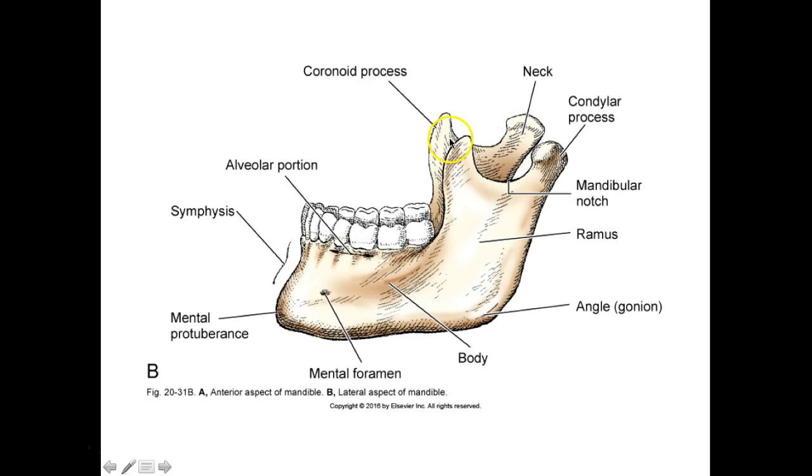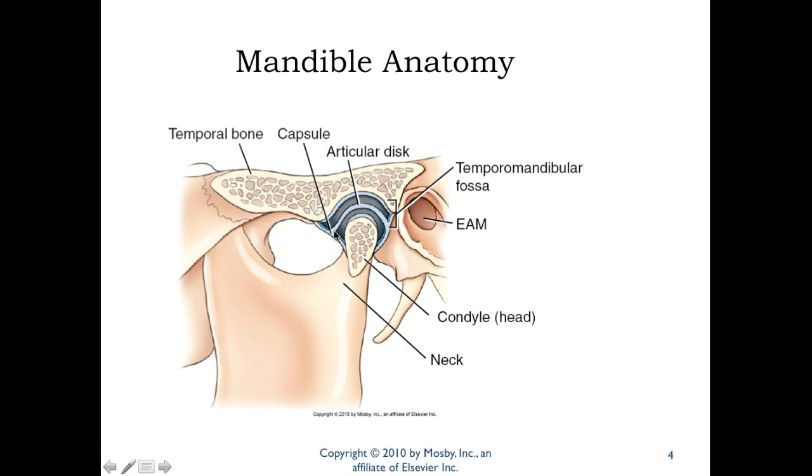Looking at a lateral, we have the coronoid process, the neck, the condylar process, the mandibular notch with the ramus, the angle, the gonion, the body, mental foramen, mental protuberance with the symphysis and the alveolar process. All right, so looking at the TMJs, you have your temporal bone, you have your capsule right here with your articular disc, and when we do the open and close, we're looking to see if this disc dislocates. You have your temporomandibular fossa, and the EAM, your condylar head with your neck and your notches there.